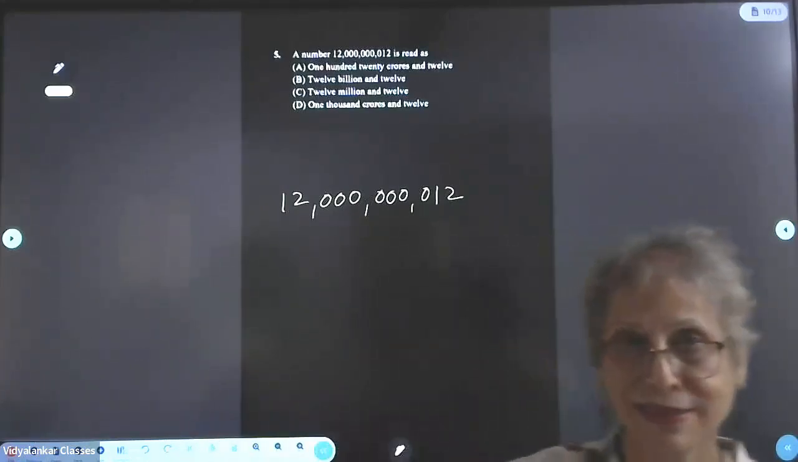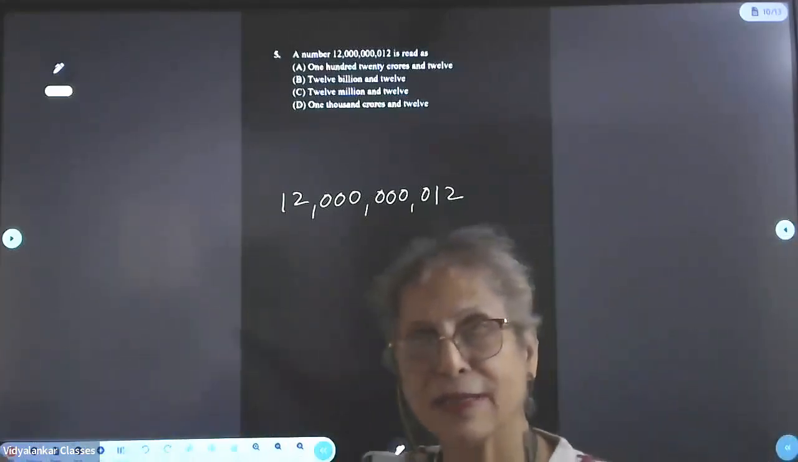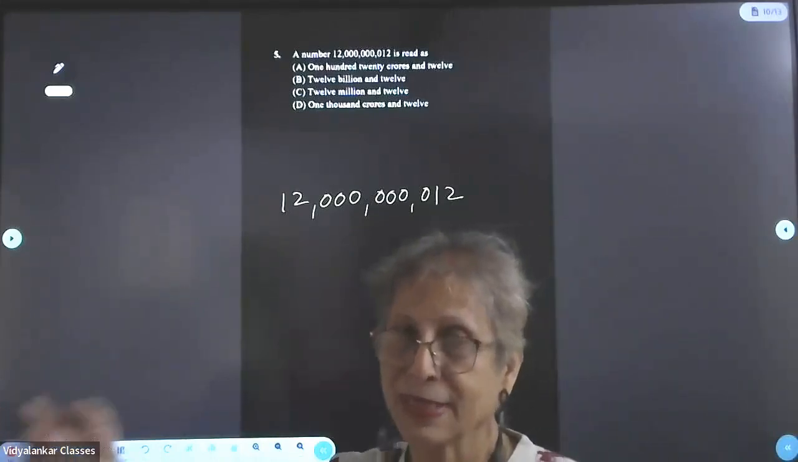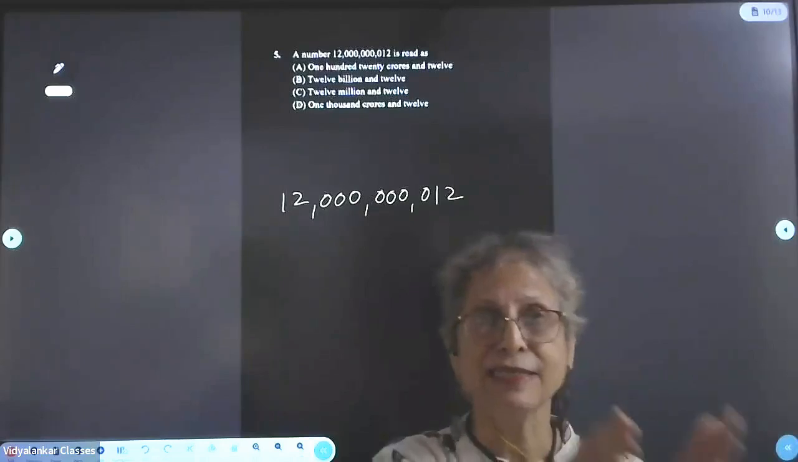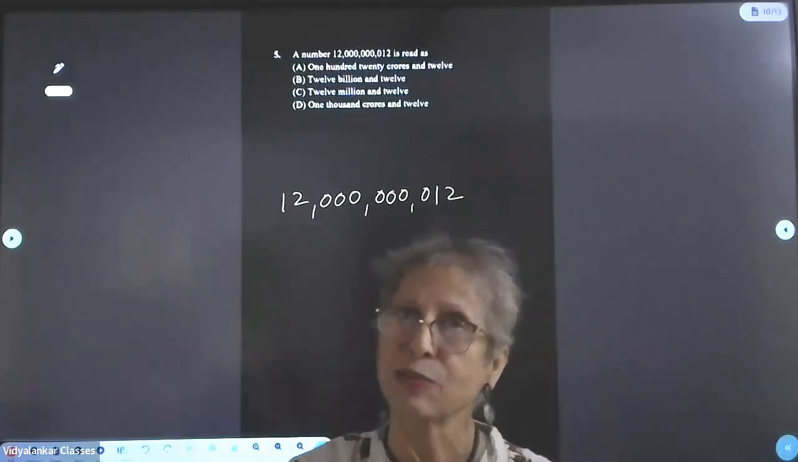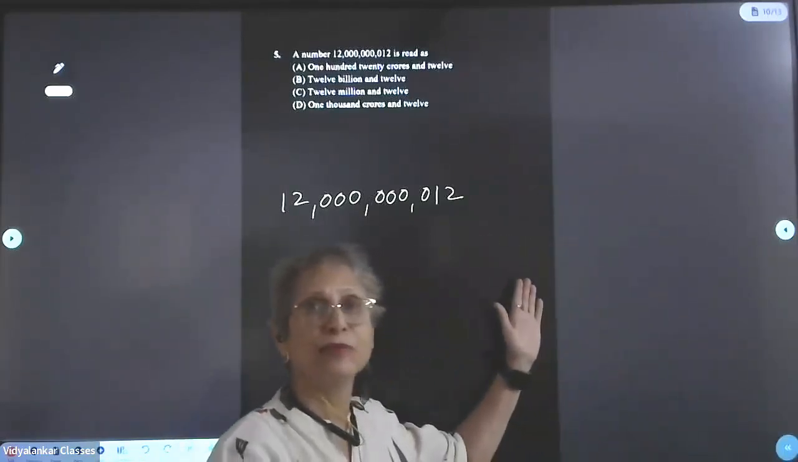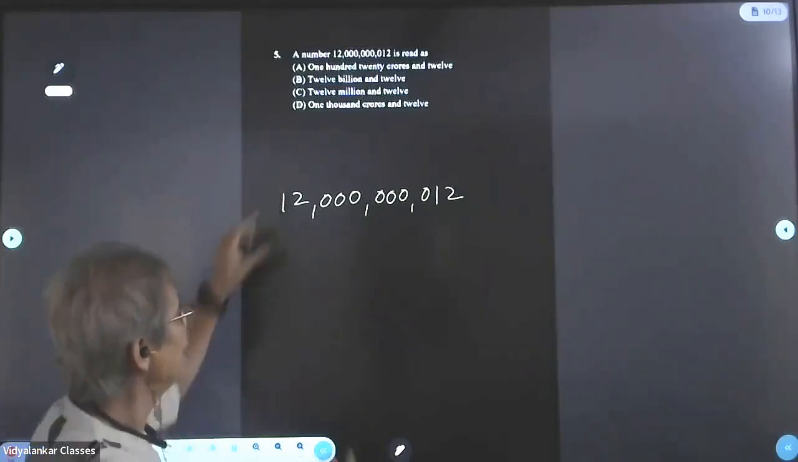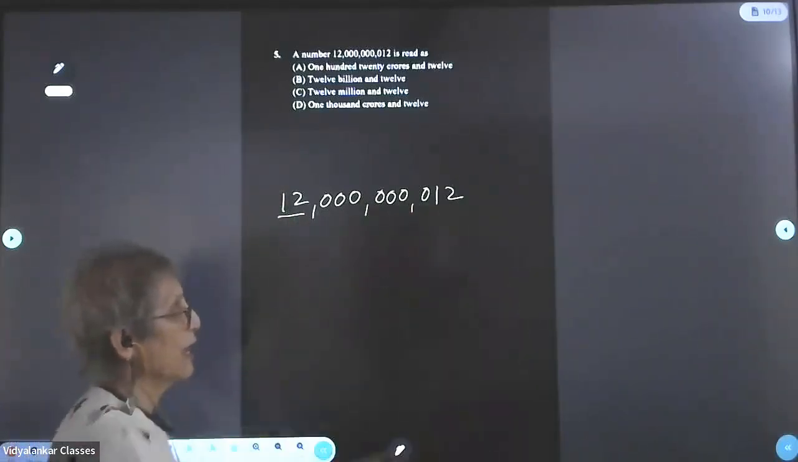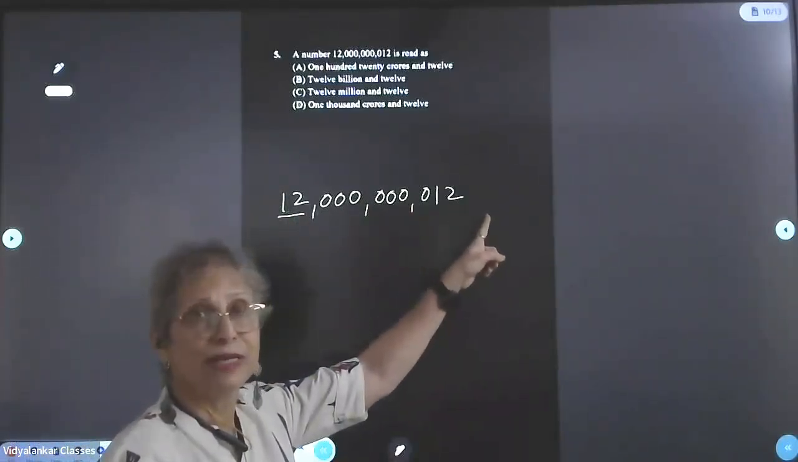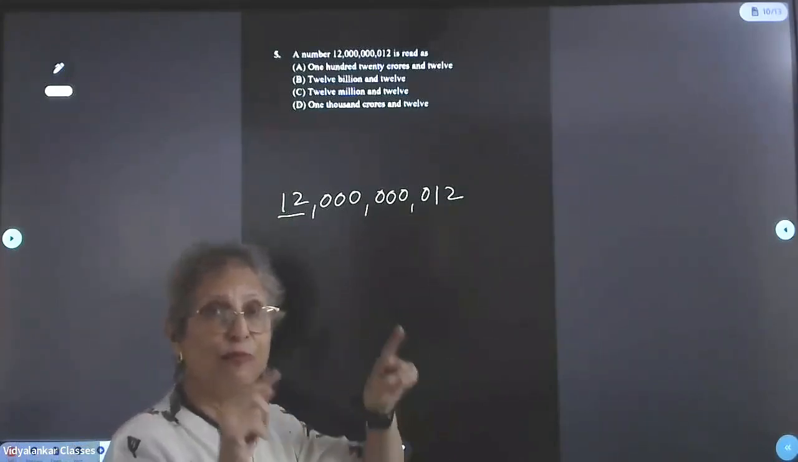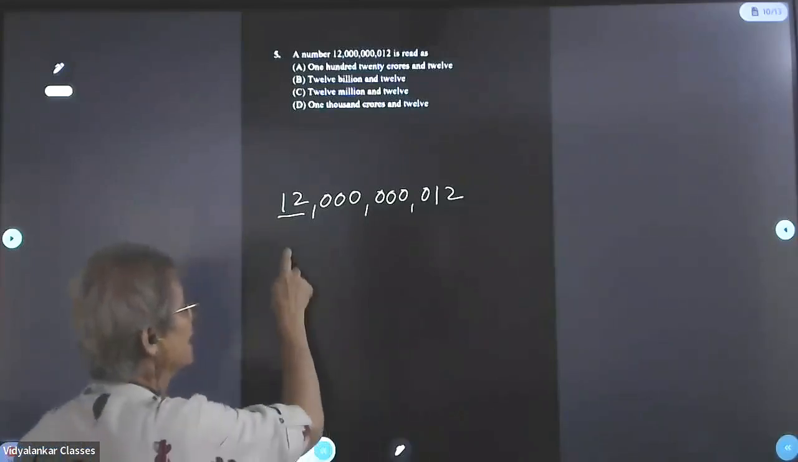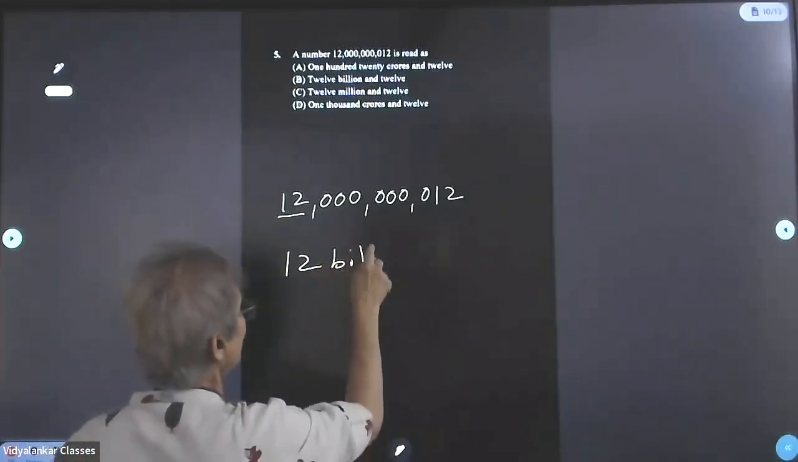From 10 to 12 digits, it is billion. 10 digits, 11 digits, 12 digits, it is billion. So this number is some billions. Some means how many? 12. 12 billions. And in the last again, there is 12. So the answer is 12 billion 12.